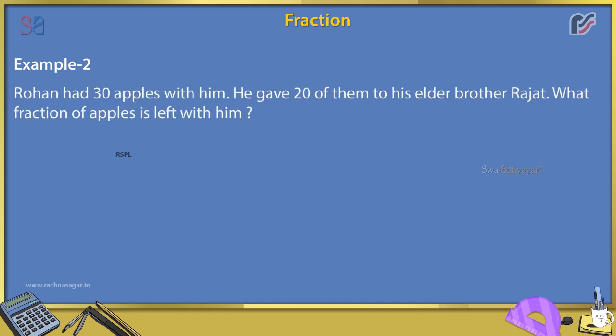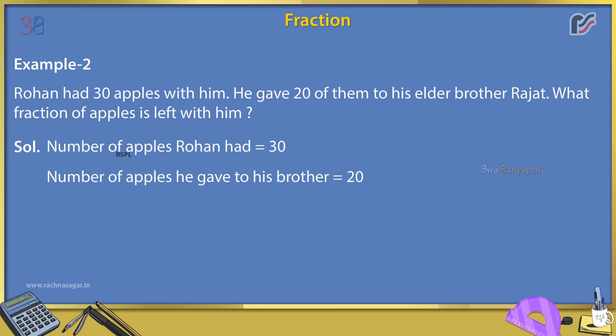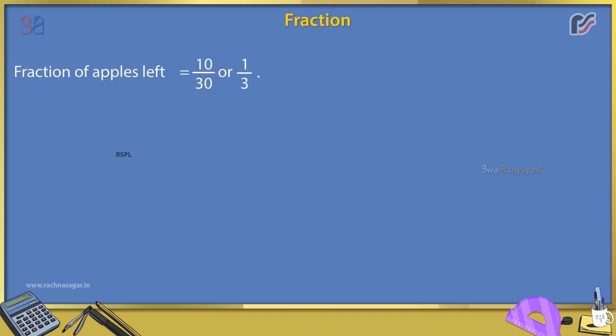Example 2. Rohan had 30 apples with him. He gave 20 of them to his elder brother Rajat. What fraction of apples is left with him? Solution. Number of apples Rohan had is equal to 30. Number of apples he gave to his brother is equal to 20. Apples left with him is equal to 10. Fraction of apples left is equal to 10 by 30 or 1 by 3.